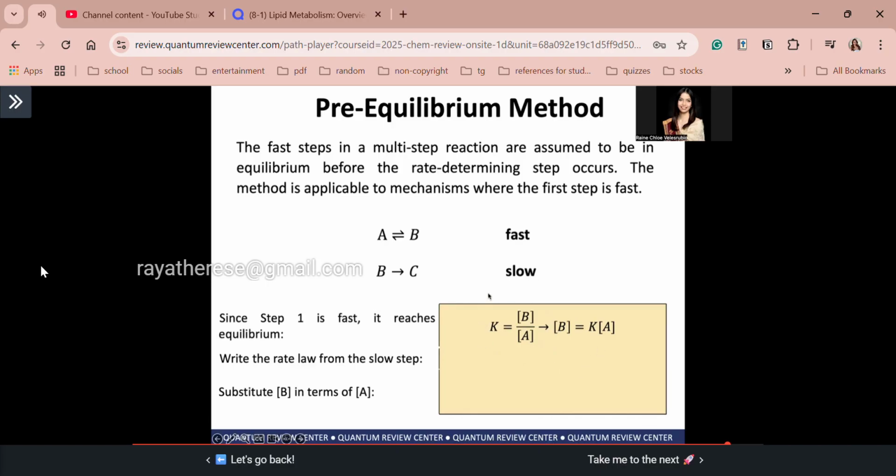Now we can write the rate law from the slow step. So to get the rate law from the slow step, we simply write this. Rate is equal to k2B. Right? We are using up B as we form C. That's why this is the rate law. Now we can just simply substitute B in terms of A. So rate is equal to k2KA. Right? So now we have a rate law in terms of reactant A. Okay? I hope it's clear, guys.